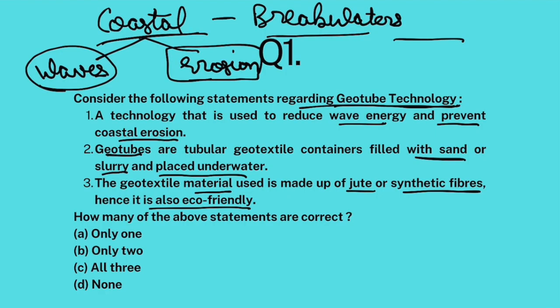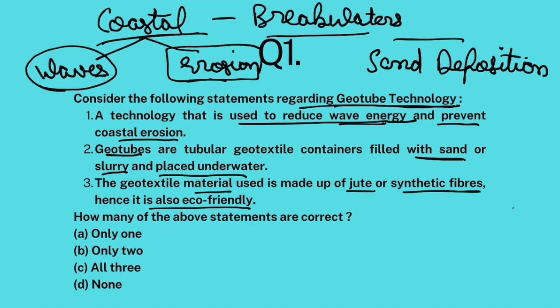In fact, less coastal erosion is not the only advantage of these geotubes. They would also enhance sand deposition. The sand which is floating in the oceans would deposit around these areas. So, causing this sand deposition would also enhance the size of your beaches in that area. So, it is a technology that is used to reduce wave energy and prevent coastal erosion.